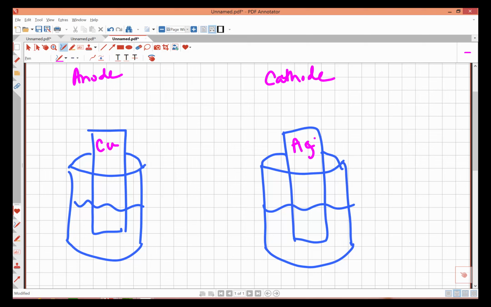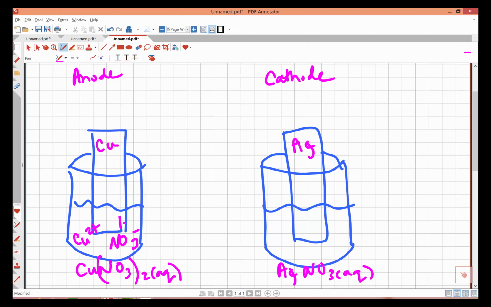Probably that's a great go-to. I was going to say a lot of chlorides are soluble, but not with silver. So we could say that this is a copper nitrate solution. And we could say that this is a silver nitrate solution. That means that we've got copper ions floating around in here as well as nitrate ions. And in here we have silver ions floating around as well as nitrate ions. So whatever metal exists at each electrode has to also exist in the solution.